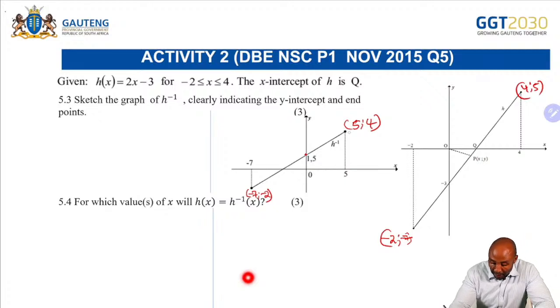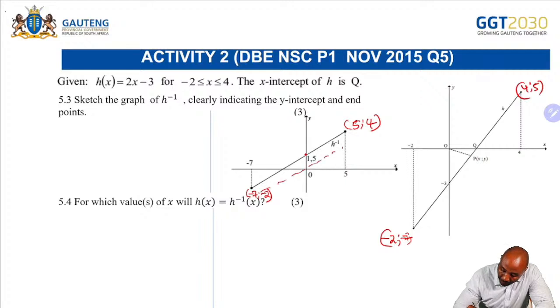For which values of x will h of x be equal to h inverse x? Remember, for this one, either we are going to use the equation of the inverse, or we are going to use our axis of symmetry, which is given by y is equal to x. Our graphs are going to intersect somewhere if they have to intersect. So for which values of x will h of x be equal to h inverse x?